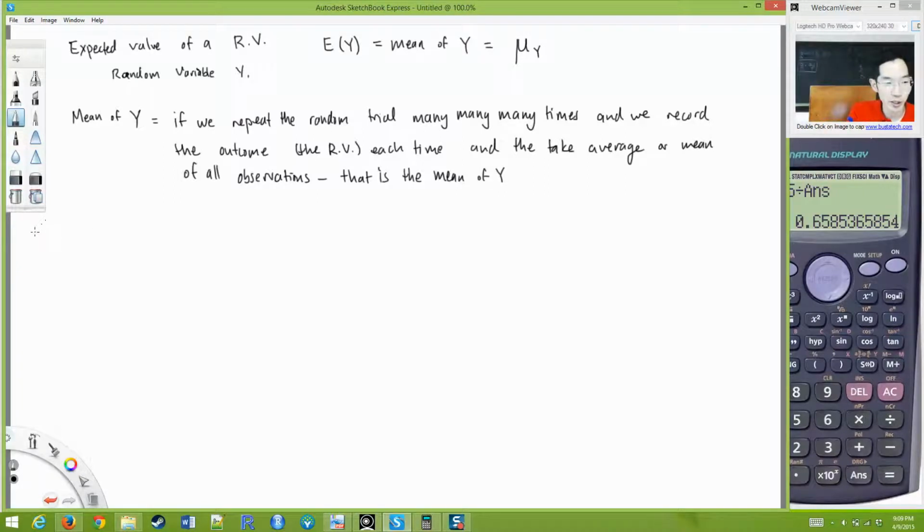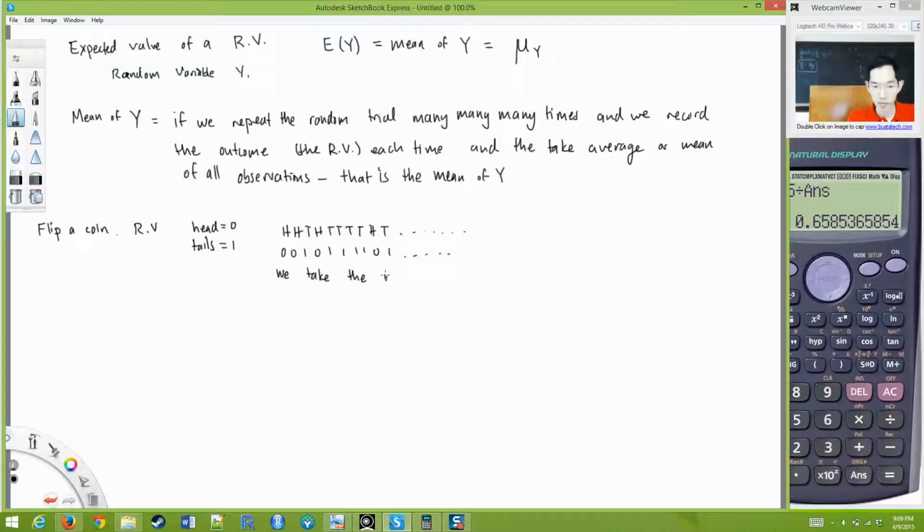For example, let's say we flip a coin a bunch of times, and we say the random variable is such that heads equals 0 and tails equals 1. We get a sequence: heads, heads, tails, heads, tails, tails, tails, tails, heads, tails, and so on. We record 0, 0, 1, 0, 1, 1, 1, 1, 0, 1, and we take the mean of all of our observations. Then after an infinite or near infinite number, the mean we get would be the expected value or the mean of the random variable.